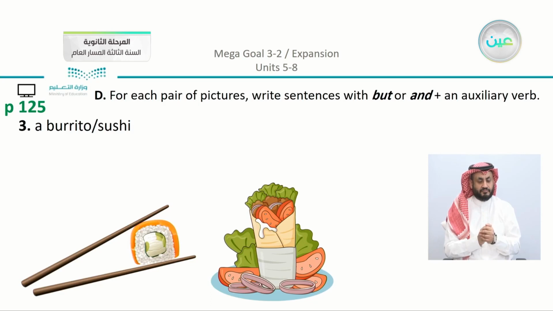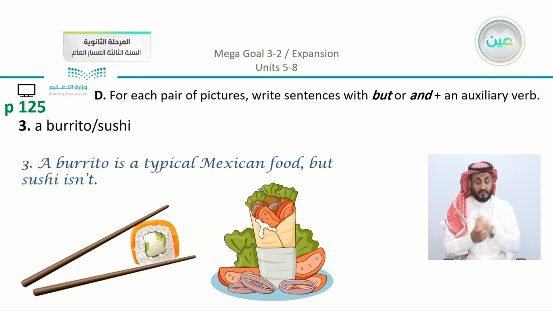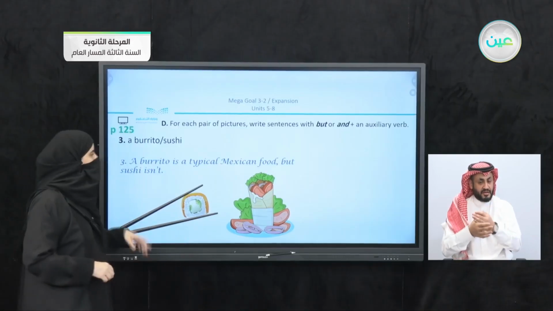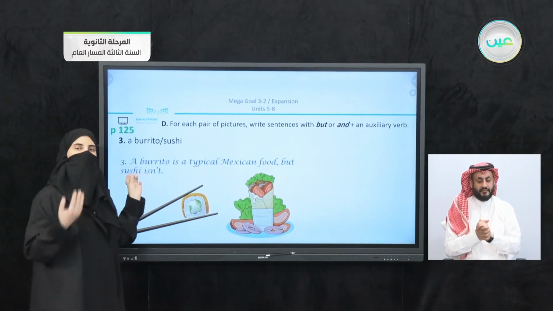We have a third example here. Now you can see that there are two types of food, and in the book they mentioned that we have here a burrito and sushi. Now, are they the same? We can choose to say. You can just think about any sentence. Of course, we have here just examples. You are free to use whatever content or context that you are comfortable with. We have number 3, a burrito is a typical Mexican food, but sushi isn't. So note that this time I used the connector but. We have here isn't, the auxiliary with a negative.